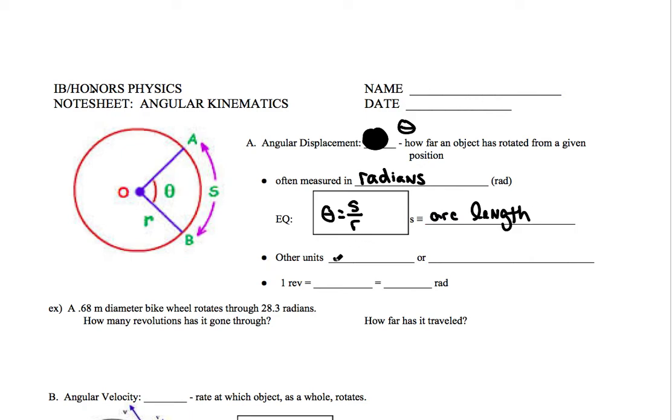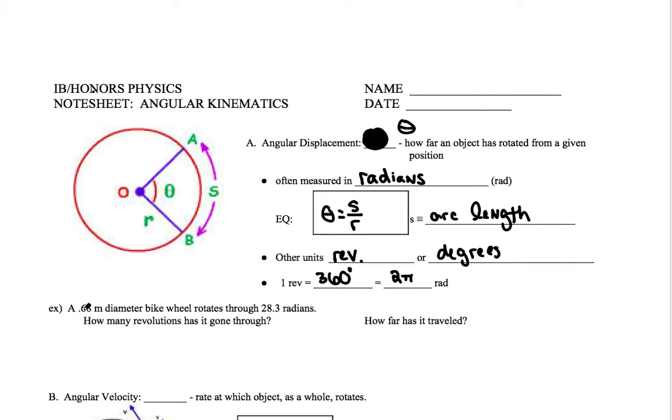The other units that you may use are rev, revolution, or maybe even degrees. And this is probably what you're more familiar with. And the unit conversion is 1 revolution, in other words, 1 time fully around, is equal to 360 degrees, so that's nothing new, or 2 pi rad.